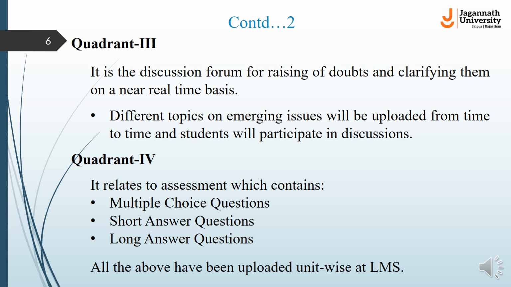In the second quadrant, e-books and other journals and reference books will be provided to the students. The third quadrant will be related to the emerging issues or any clarification of the doubts of the students or discussions on the recent topics and issues. The fourth part is related to the assessment, which deals with multiple choice questions, short answer questions and long answer questions for each unit. So a student can perform, check their performance and see their assessment.